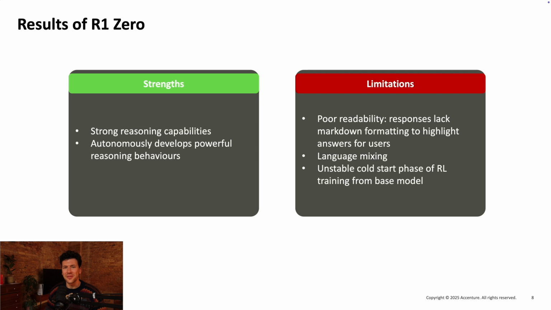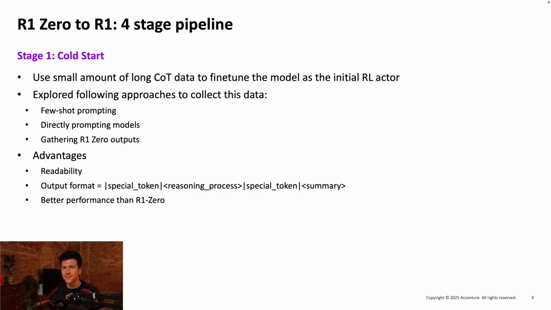And also, RL is quite unstable, so the cold start phase when training the base model in the beginning is also quite unstable. They solved this by introducing a 4-stage pipeline, which basically leads them from R1-Zero to R1. So at stage 1, they collect a small amount of long chain of thought data. Chain of thought is when a model basically describes its thinking in multiple steps.